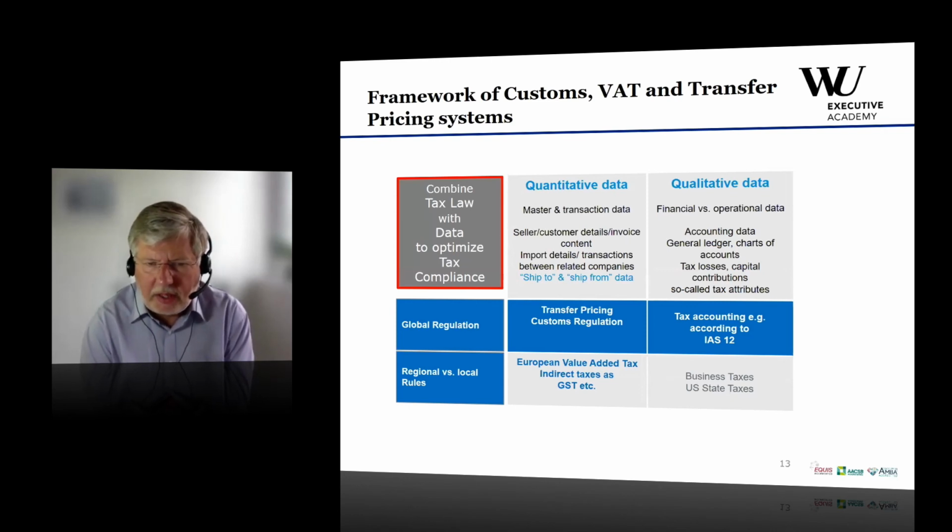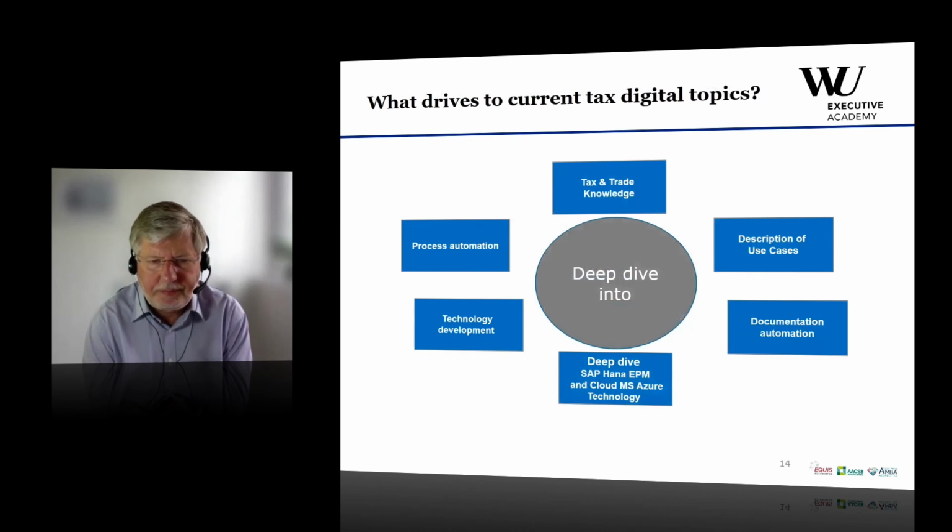On the more qualitative data side, tax accounting, business taxes, and other taxes, for sure, this is a part as well, and you will see some use cases in this area as well. Go to the next, please.